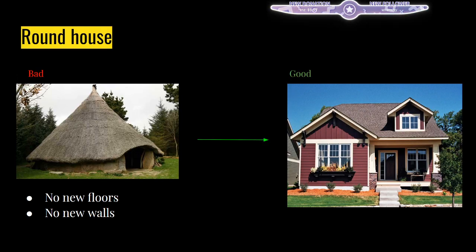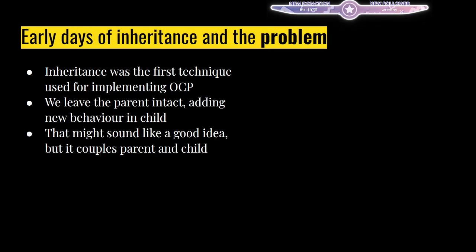Let's look at this picture of a round house. What is an issue with this round house? Well, what if we want a new floor to be added? What if we want a new wall to be added so that we could have new rooms in it? It's not very extensible, is it? Compared to a typical sharp, square shaped house. So, what can we do about it?